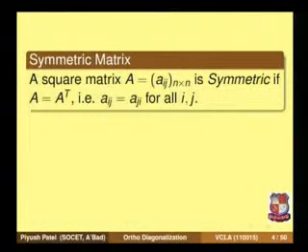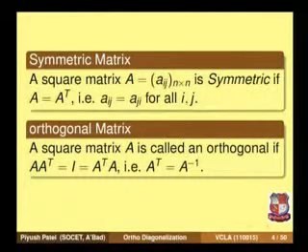A matrix A, a square matrix; throughout the discussion the matrices will be square matrices. A matrix A is symmetric if A is the same as its transpose. Transposition means the interchange of columns and rows. So if A and A transpose are the same, then such a matrix is called a symmetric matrix. Then the second definition is the orthogonal matrix.